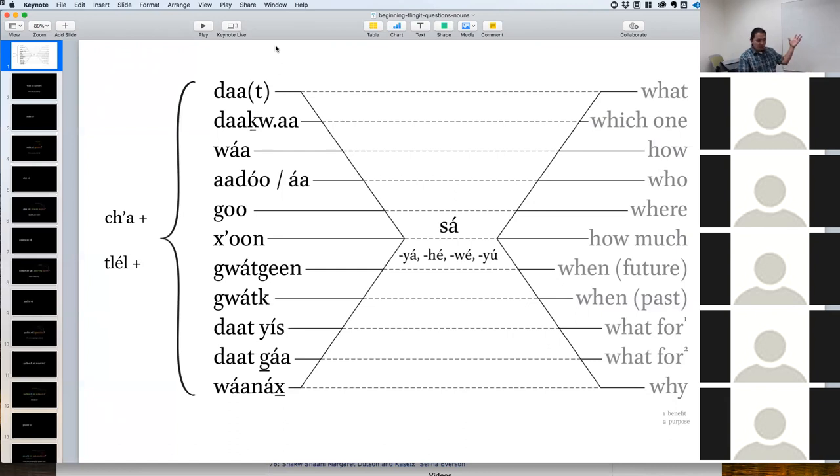But building questions is a kind of important part of language, right? You need to clarify something. Who did that, right? And that kind of stuff.